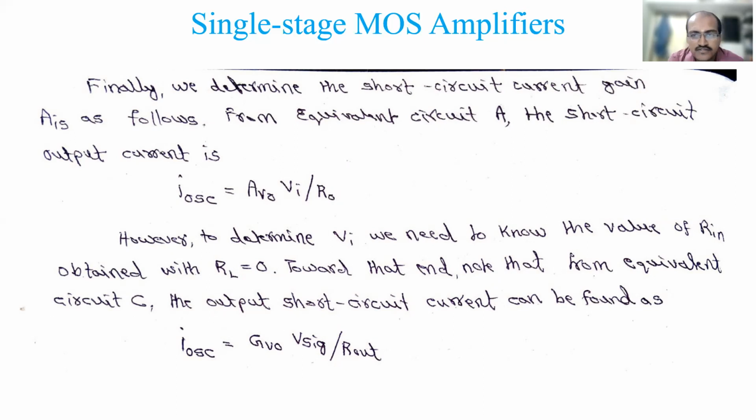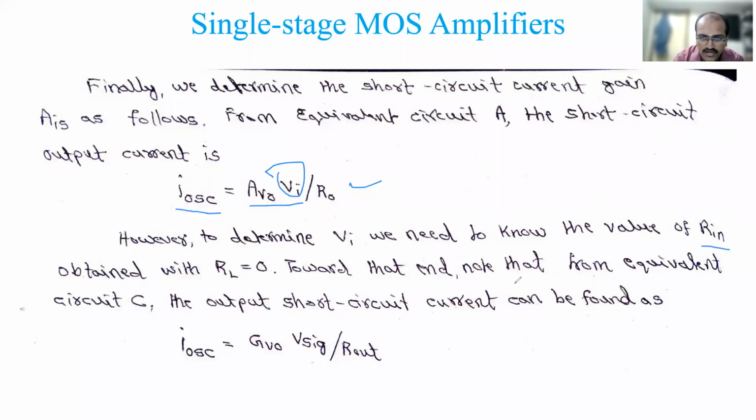Okay, from equivalent circuit A, the short circuit output current, there is a new parameter I am naming here. It is IOSC, that is the short circuit output current, which is given from the diagram as AV naught VI. Current is equal to voltage by resistance. So you have the voltage, AV naught into VI dependent, divided by output resistance R naught. It is given in that equivalent circuit. However, to determine VI, we need to know the value of Rin, obtained with RL equal to 0.